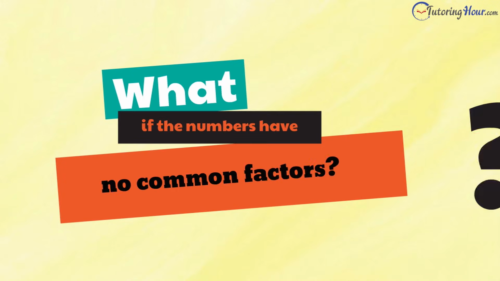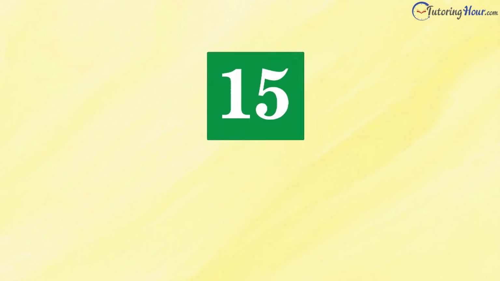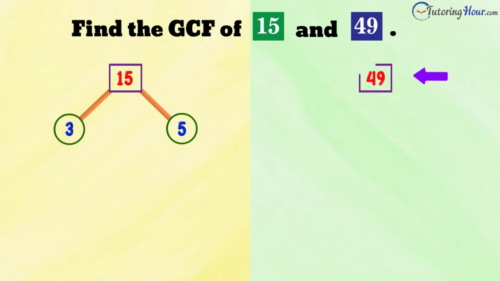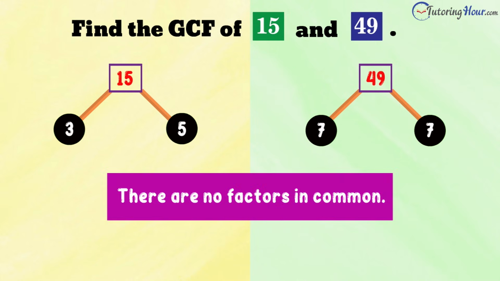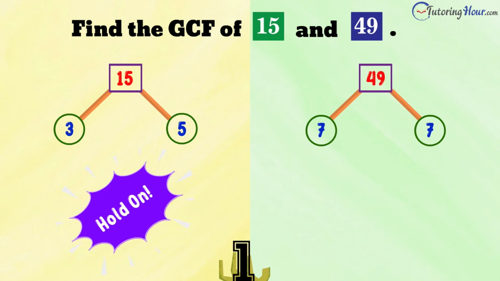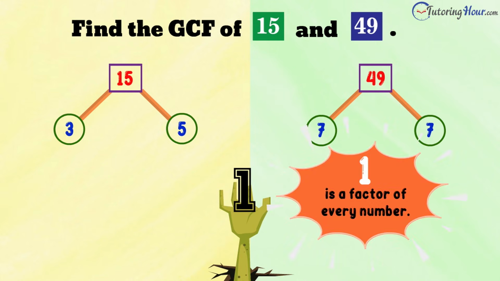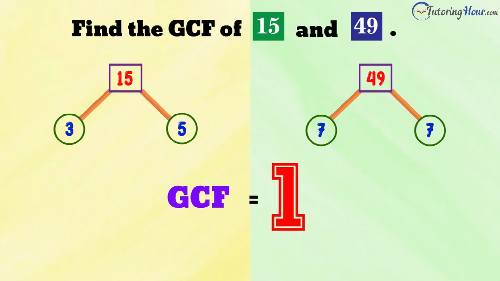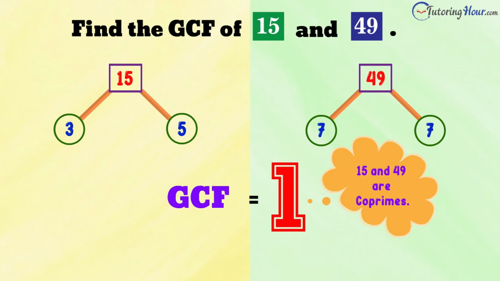But what if the numbers have no common factors? For instance, 15 and 49. 15 can be expressed as 3 times 5, and 49 as 7 times 7. There are no factors in common. Hold on. Remember, 1 is a factor of every number, although it is not written. So the GCF here is 1. The numbers whose GCF is 1 are called coprimes.